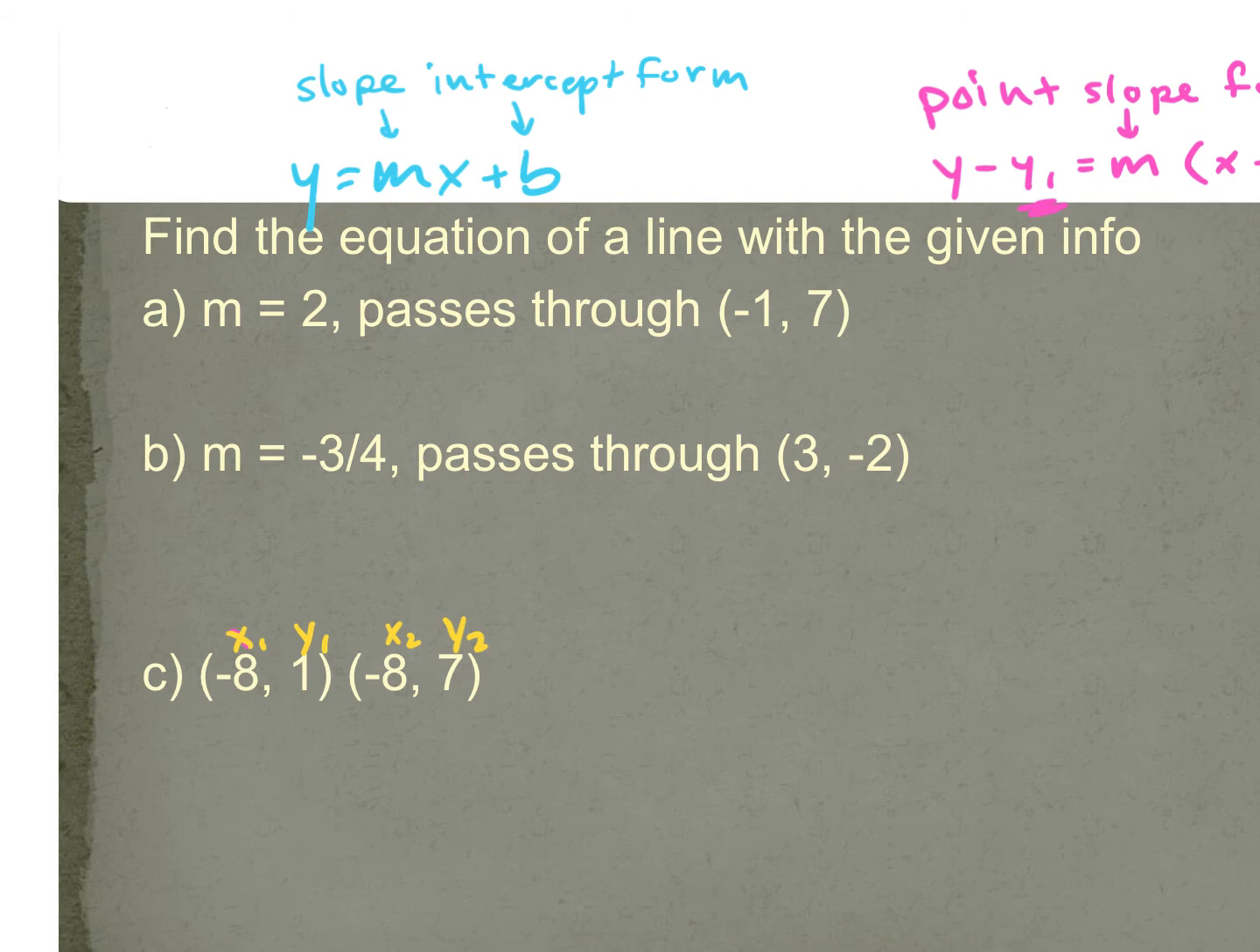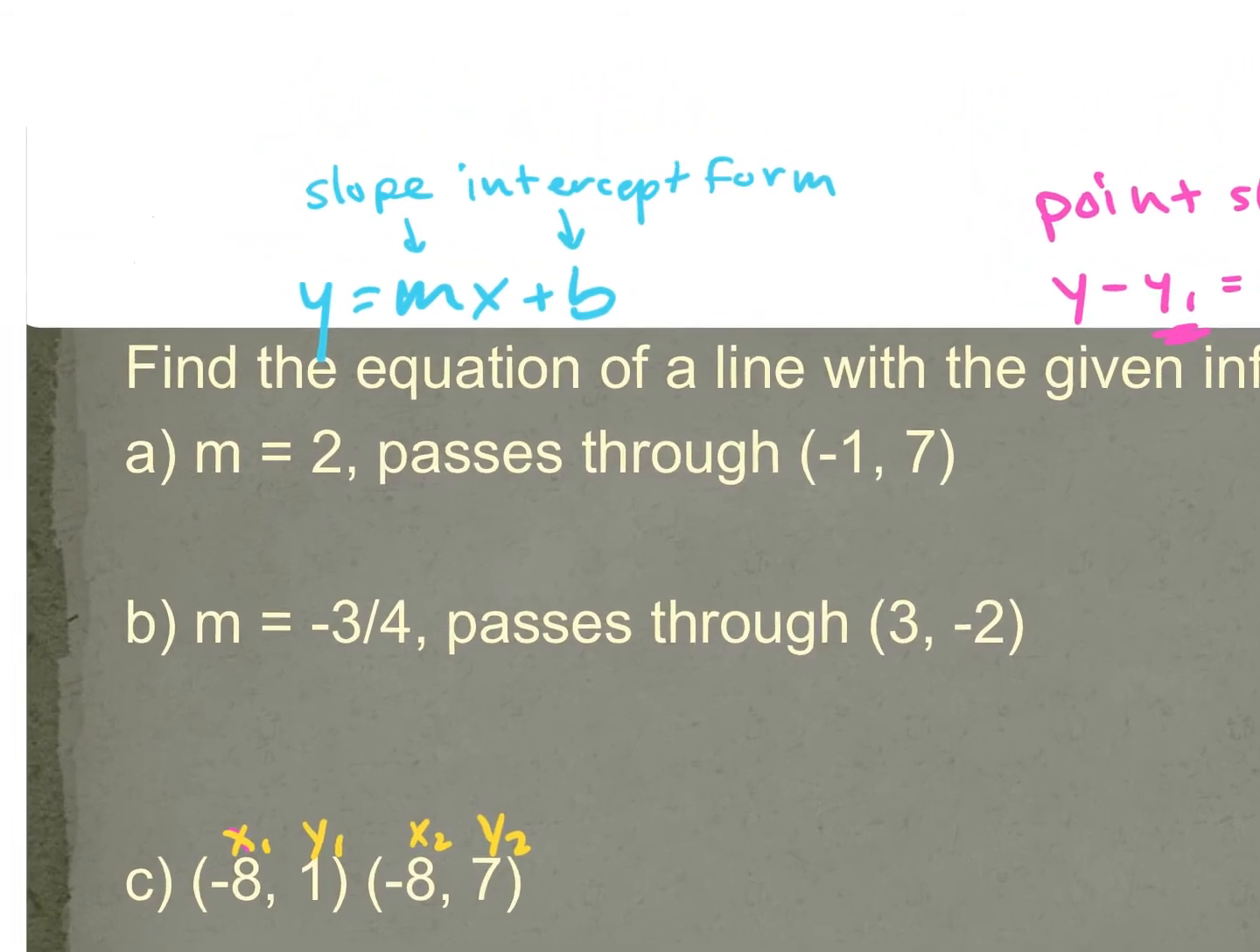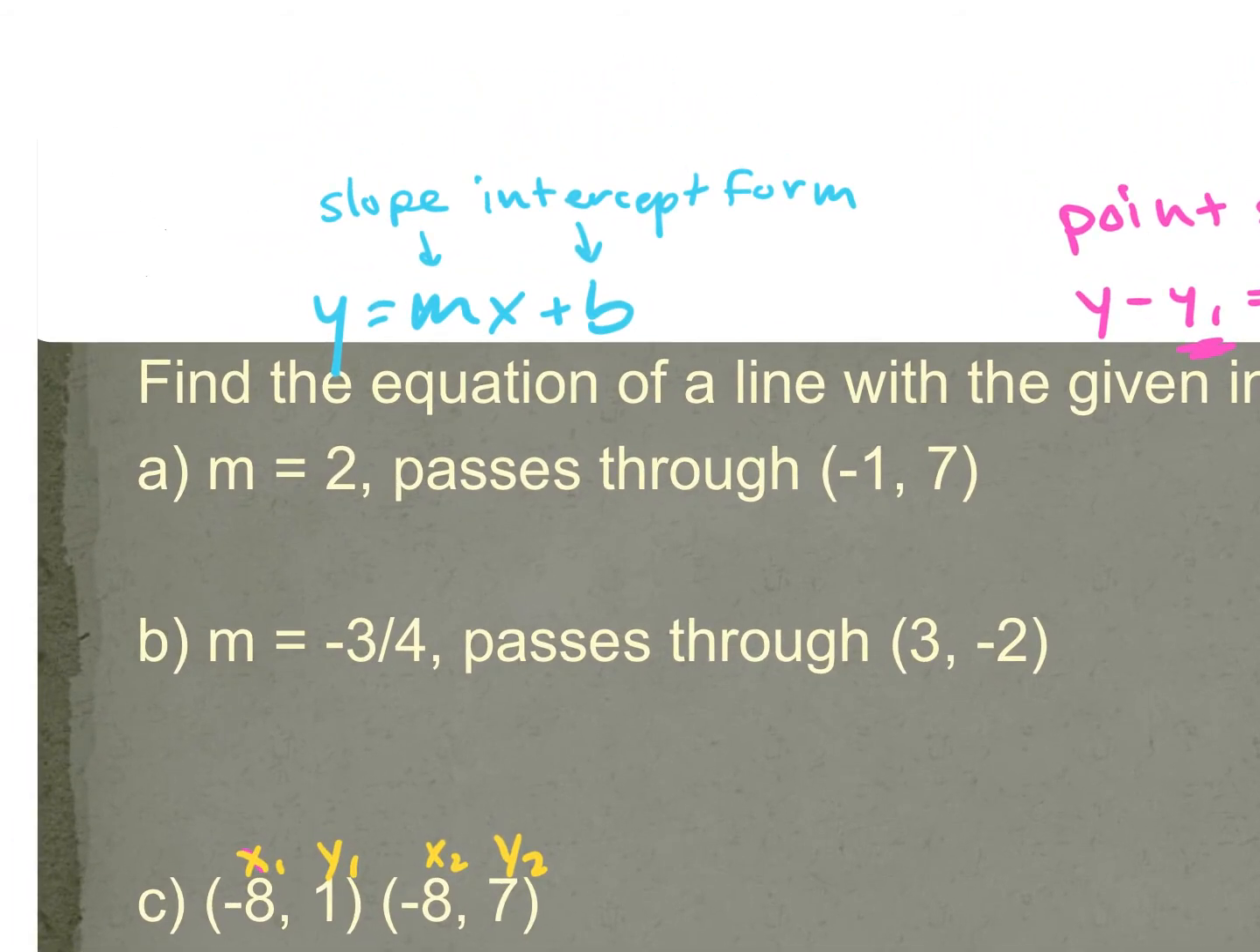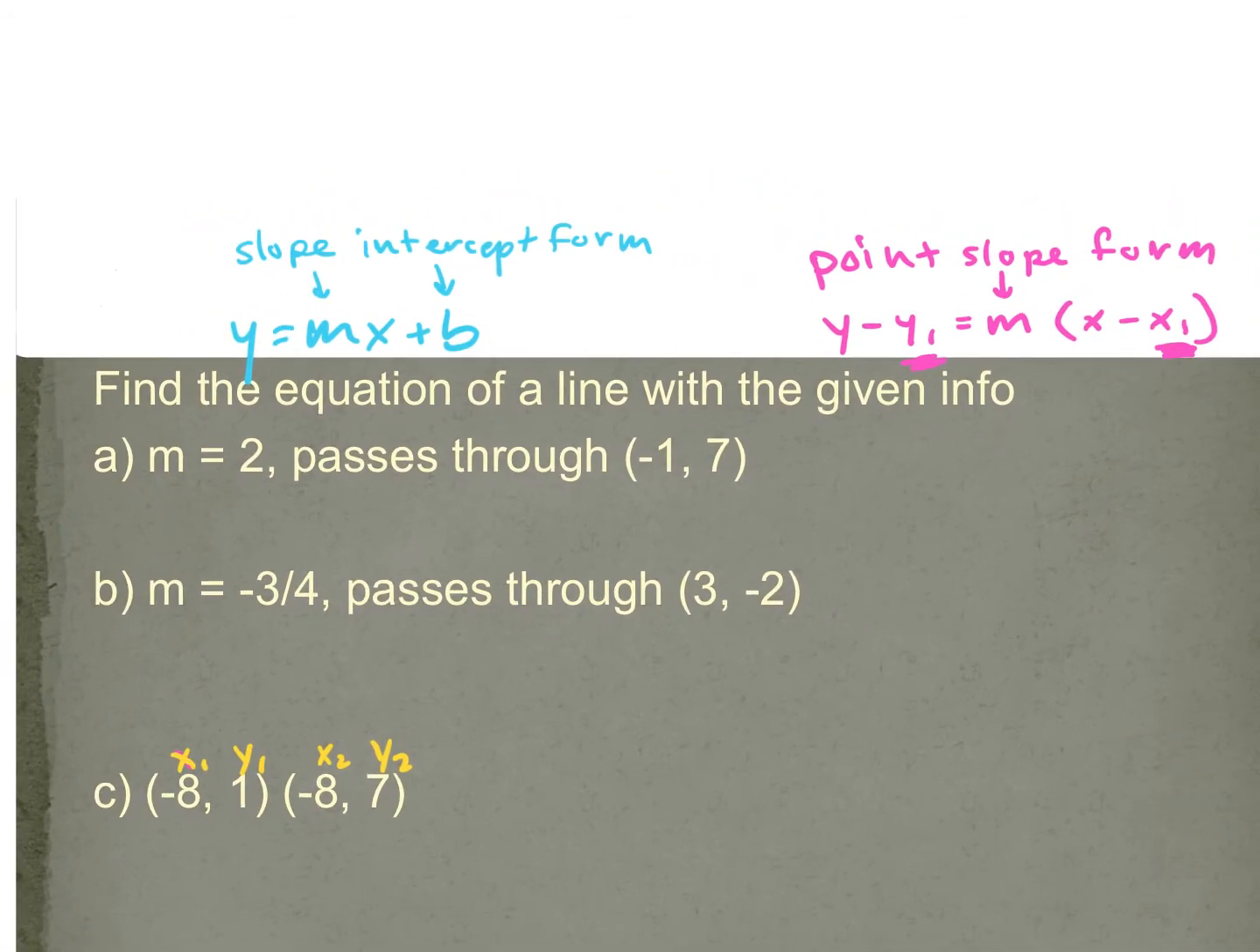But let's look at A. So we can either start with slope-intercept form or we could start with point-slope form. It gives us a point and the slope, so we might as well just plug it into point-slope form first. So we can say that our point, this is x1 and y1, and we can just plug in everything we have. So y minus y1 is 7, and that's equal to 2 times x minus x1, which is -1.